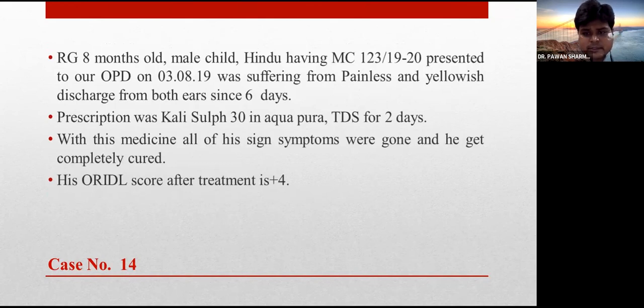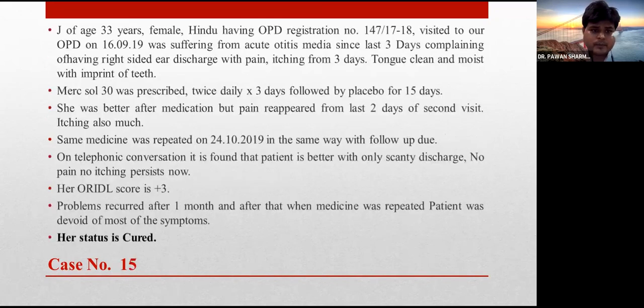There is another case. The patient was suffering from painless and yellowish discharge from both ears since 6 days. On the basis of the objective symptom of yellowish discharge, Kali sulph was given in distilled water. With this medicine, all of his signs and symptoms were gone and he was completely cured. His Hordel score after treatment is plus 4.